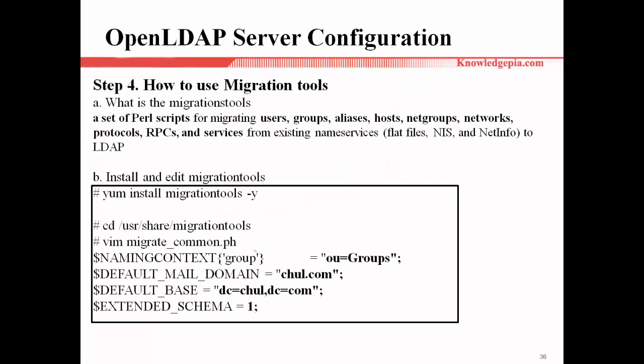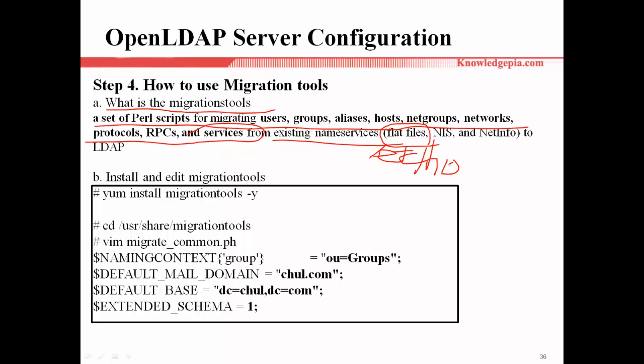Step 4. How to use migration tools. First, what are migration tools? Migration tools are a set of Perl scripts for migrating users, groups, aliases, hosts, netgroups, networks, protocols, RPC, and services from an existing name service, for example, flat files. So here, /etc/hosts can be a kind of flat file, and also NIS and NetInfo. After migrating these files, we transfer them to the LDAP server.